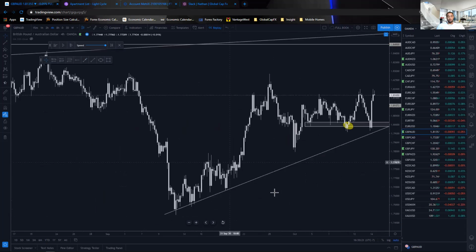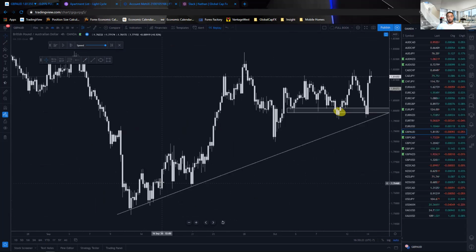And then I can do that again. It happened right here. It happened in this region right here where price came back down in this area, rejected, and ultimately went up.